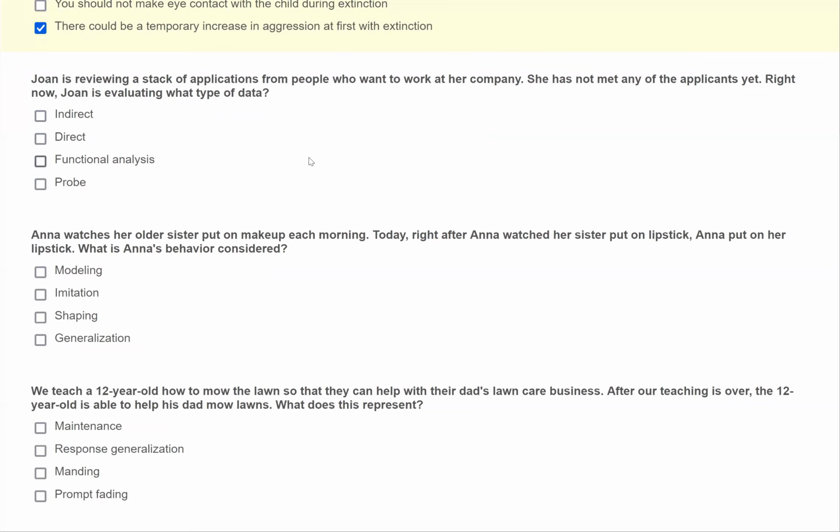And what's the difference? Well, direct, we're actually, again, observing the person. Is Joan observing the applicant? No, she hasn't even met the applicants. She's looking through a bunch of paperwork and applications and resumes. Indirect is anything where we're not actually observing the target learner or the client. In this case, Joan has not met applicants. She's not observing applicants, right? She's evaluating indirect data. That one's a little tricky, right? It took a little more thinking. If you got that right, good for you.